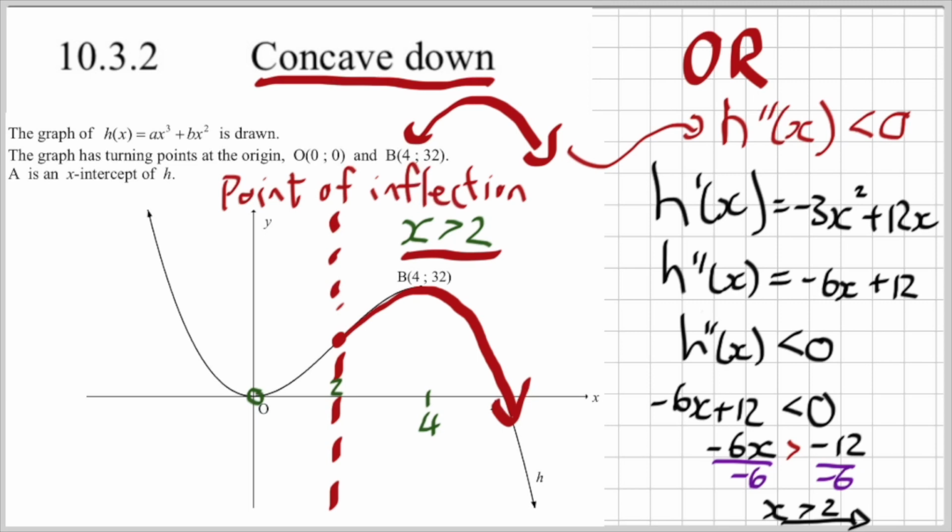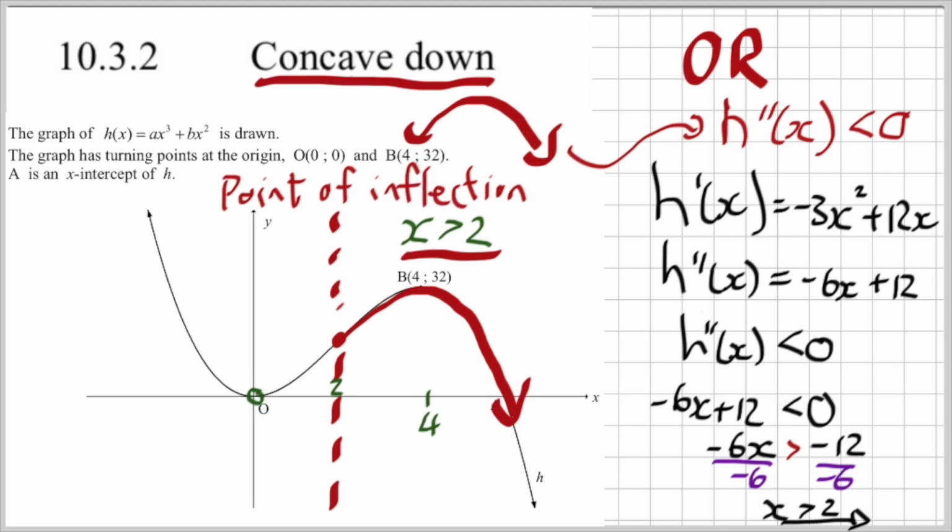Whichever one works for you is the one I encourage you to use. Remember, those of you that are wanting to get 80s, 90s, and 95s and above, those of you aiming for the hundreds, make sure you can get both methods correct, because you don't know in your prelims or finals how the examiner is going to ask this of you. Okay, that is a very, very important thing to remember.